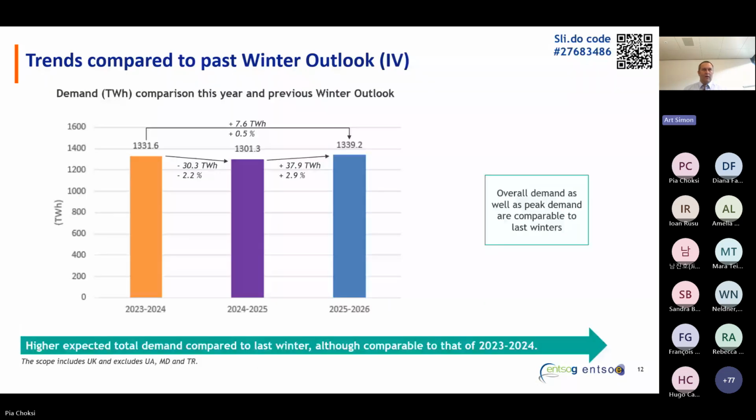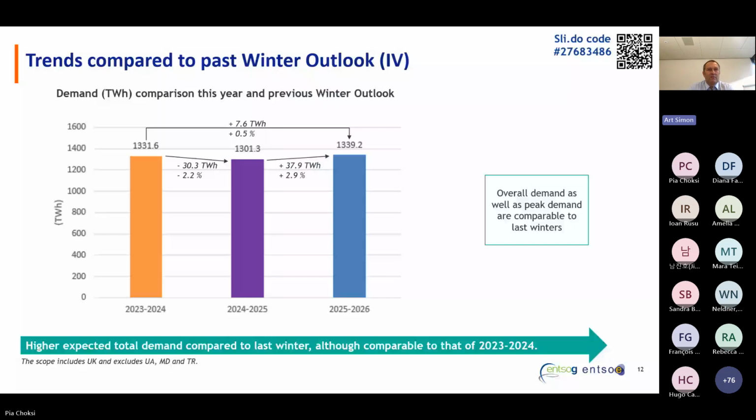This is the demand trends compared to the 2 past winters. Demand increases by roughly 3% compared to the last winter, and is more or less at the level of the winter before the last winter at 1,339 terawatt hours. The peaks observed for the load profiles are comparable to the last winters.